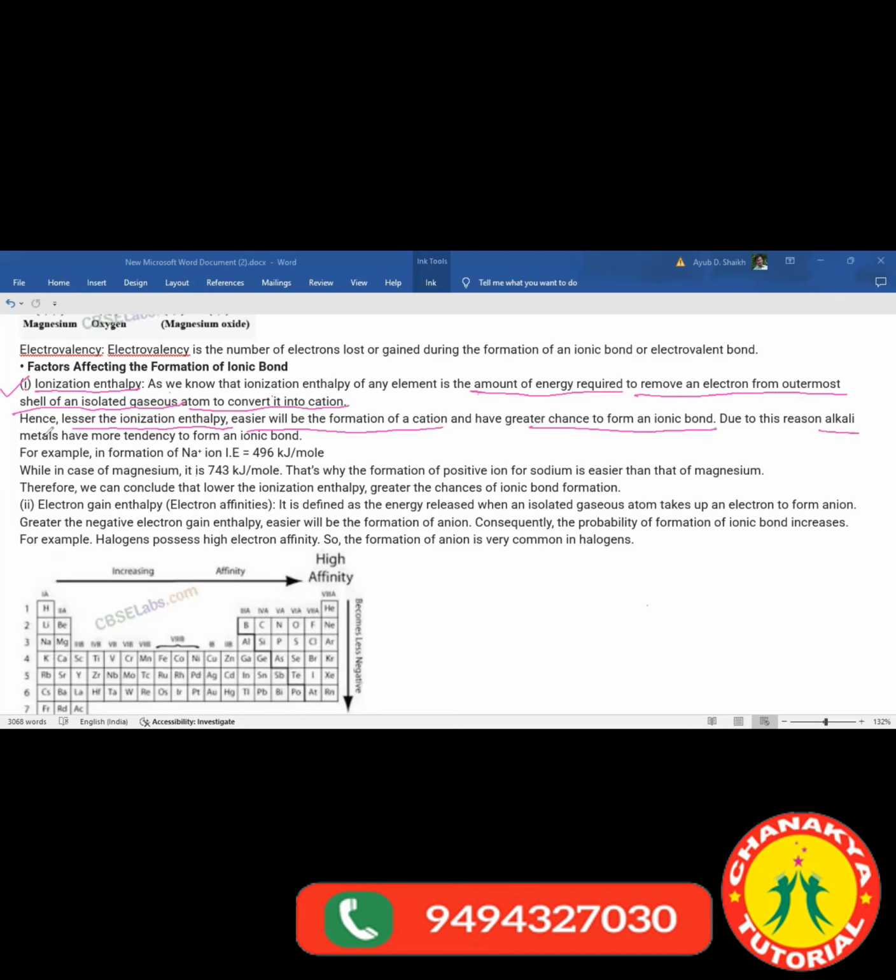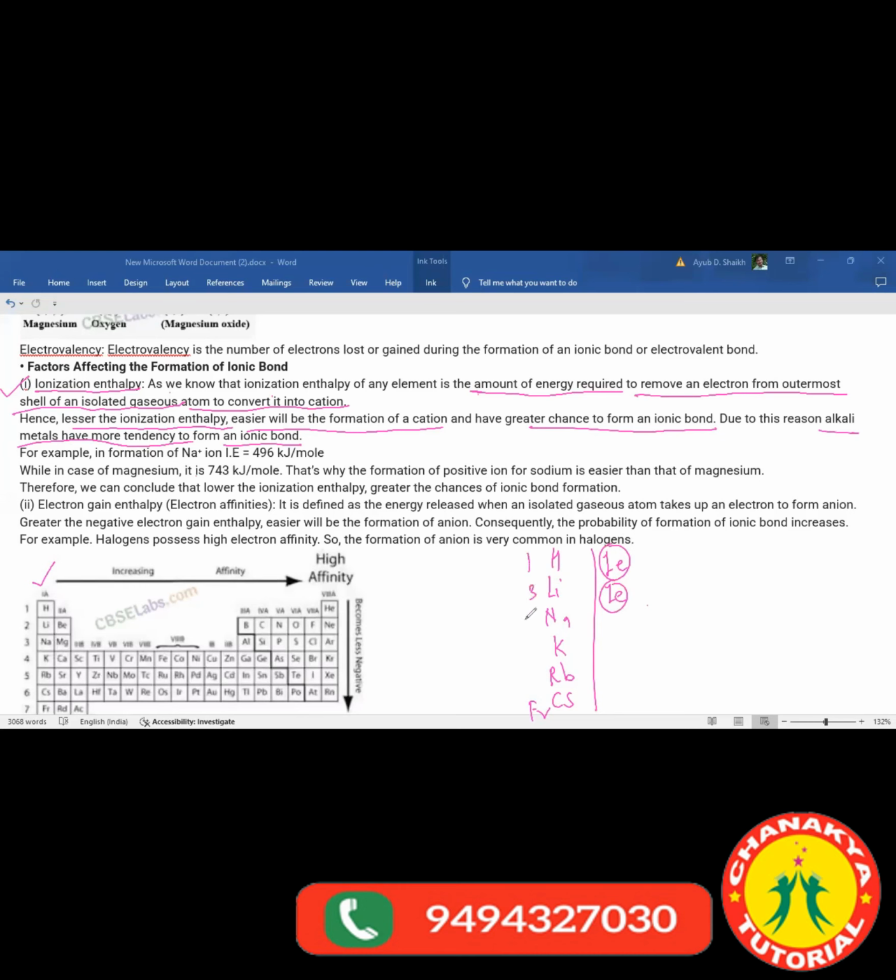Due to this reason, alkali metals have more tendency to form an ionic bond. Why do alkali metals form ionic bonds? Because they have less ionization enthalpy. If you see the alkali metals, where are they? First group, right? Yes or no? What are the alkali metals? First group, like hydrogen, lithium, sodium, potassium, rubidium, cesium, francium, etc. Right? These all have one electron in their outermost shell. All the atoms have one electron in their outermost shell.